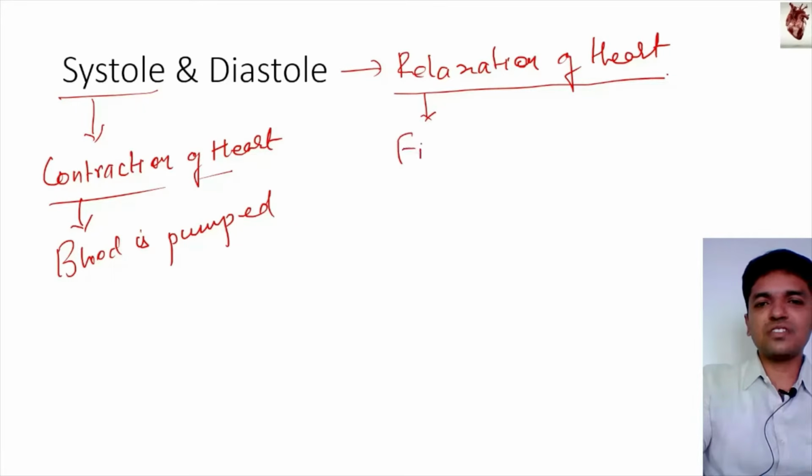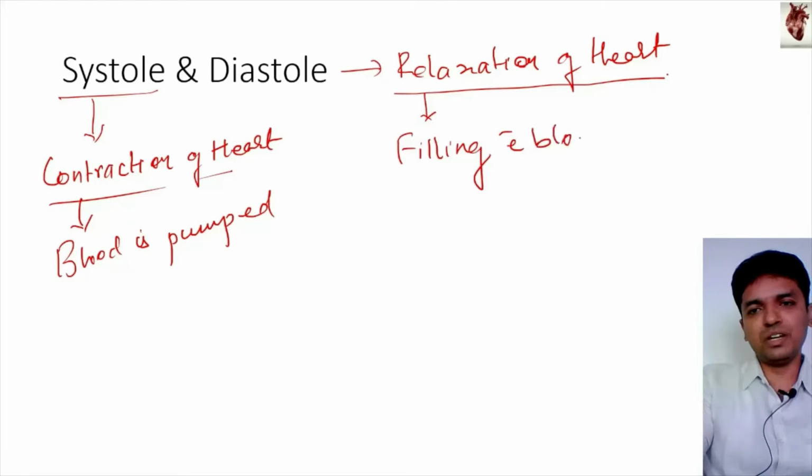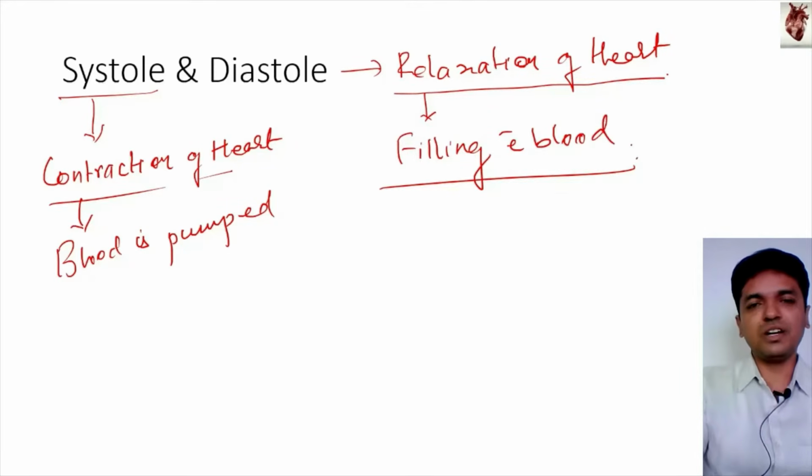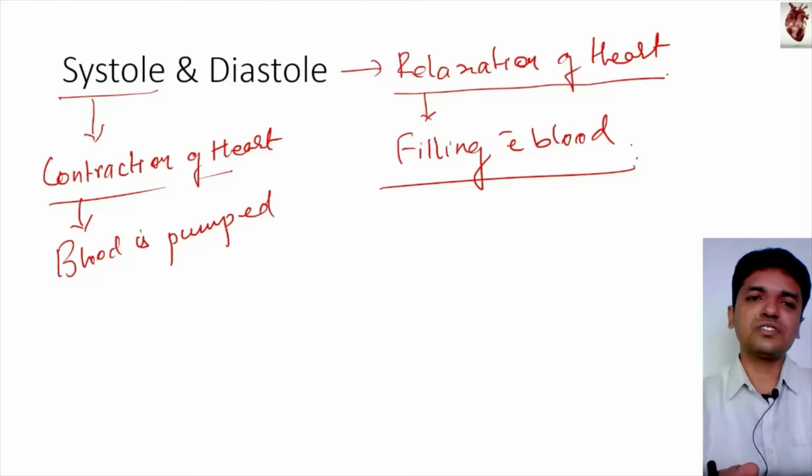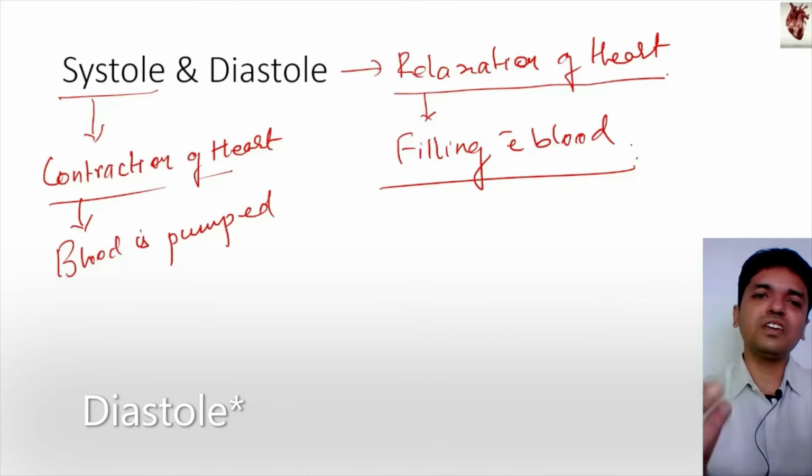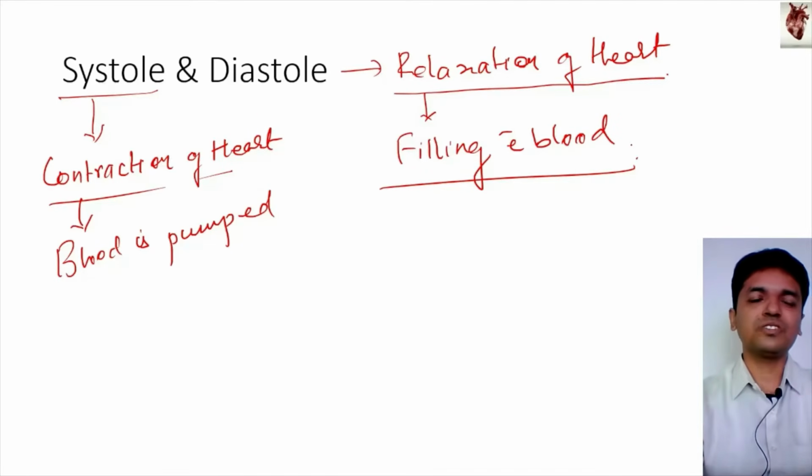During the relaxation, the heart is filling up with blood. If I say ventricular systole, then the ventricles are receiving the blood from the atria. And if I say atrial systole, then the atria are receiving blood from the veins. The right atrium is receiving blood from the superior and the inferior vena cava, and the left atrium is receiving the oxygenated blood from the pulmonary veins. So this is the meaning of systole and diastole.